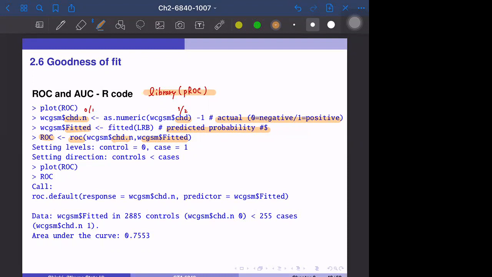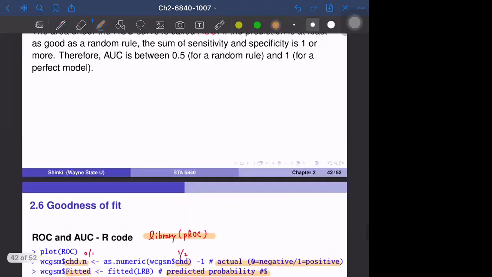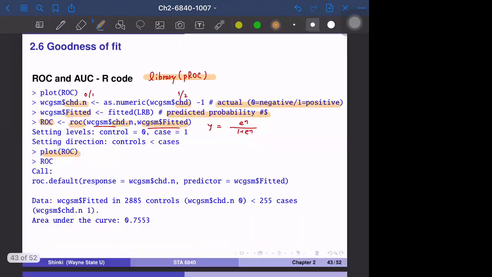I think the second one, as long as it is some numeric measure, should be fine. If not the predicted probability, it's fine. If we use eta in this formulation, that is also fine. But anyway, this is the predictor. So the first one is actual, the second one is the predictor. Then plot the ROC, and we can get the ROC curve we have seen in this slide. Then if you type roc, you can see summarized information and you can actually see the AUC here.